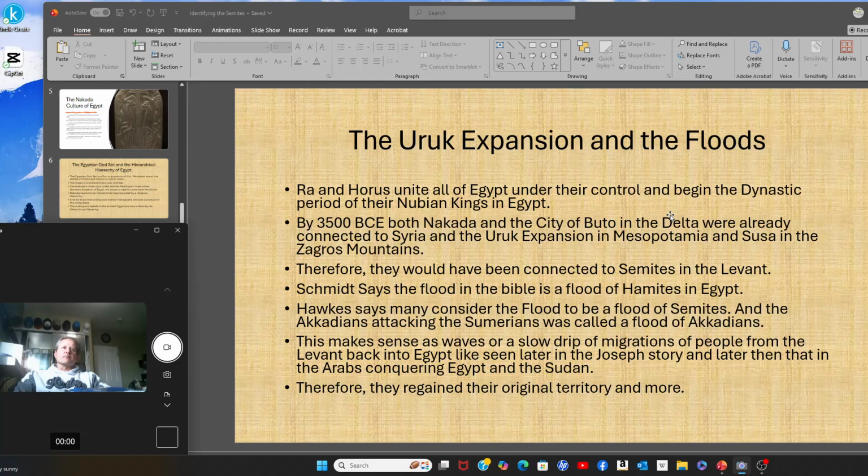Schmidt says the flood in the Bible is a flood of Hamites in Egypt, and Hawkes says many consider the flood to be a flood of Semites, and the Akkadians attacking the Sumerians was called a flood of Akkadians. This makes sense as waves or a slow drip of migrations of people from the Levant back into Egypt, like seen later in the Joseph story, and later than that in the Arabs conquering Egypt and the Sudan. Therefore, they regained their original territory and more back.